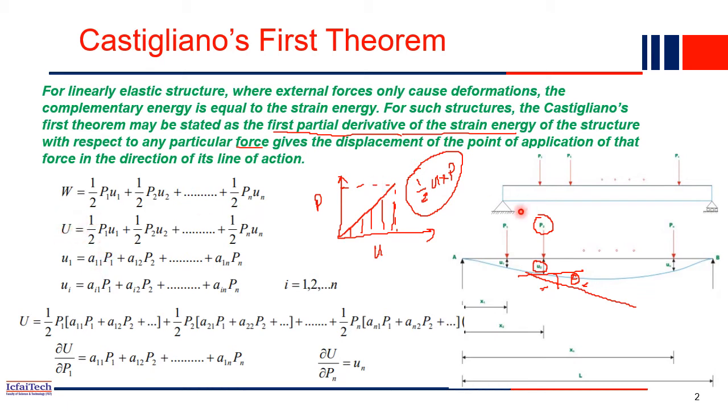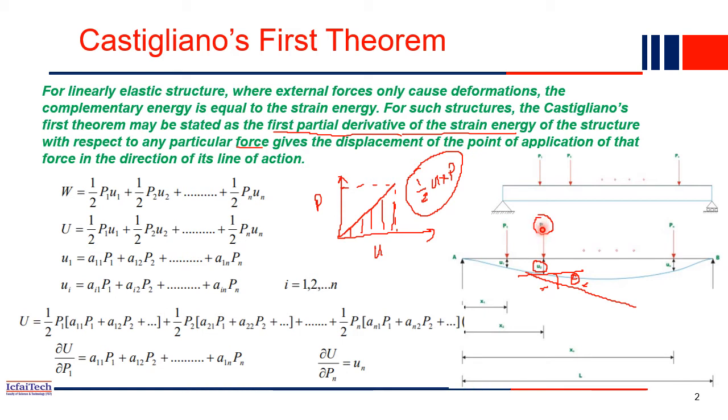Now what is U1? This capital U is internal energy. But what about small u1? u1 is nothing but the deflection here. u2 is the deflection here, and so on. So u1 is the deflection under the load P1, right? But u1 is not caused only by P1. It is caused by P1, P2, P3, all the loads acting on the beam.